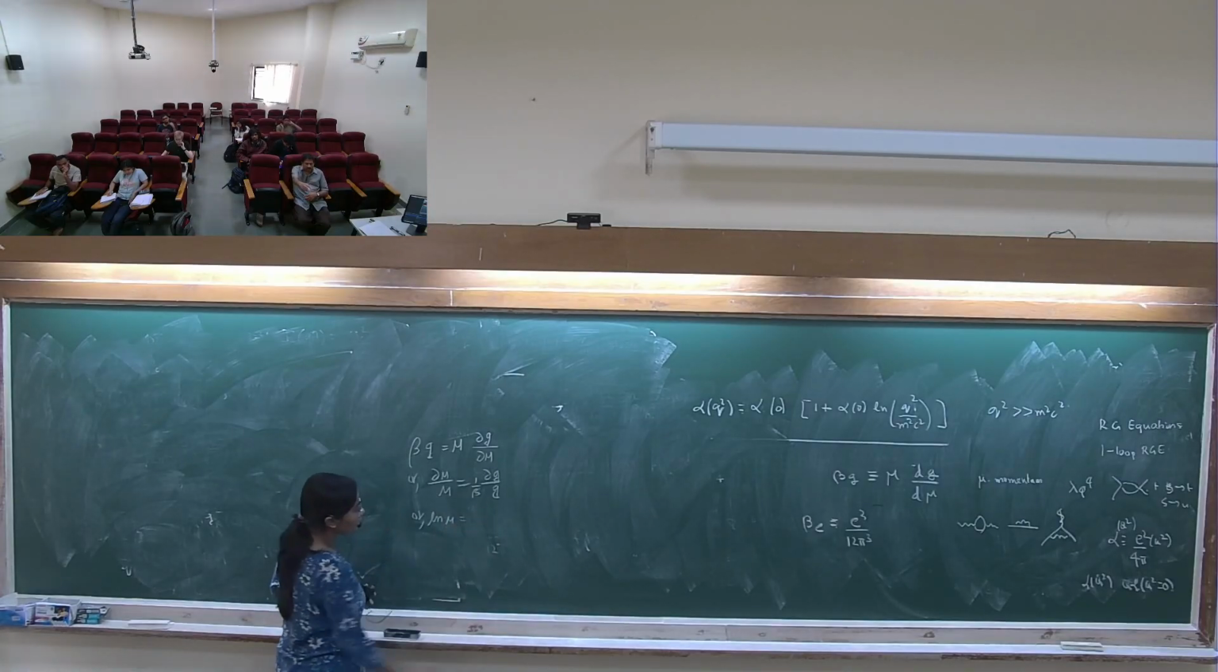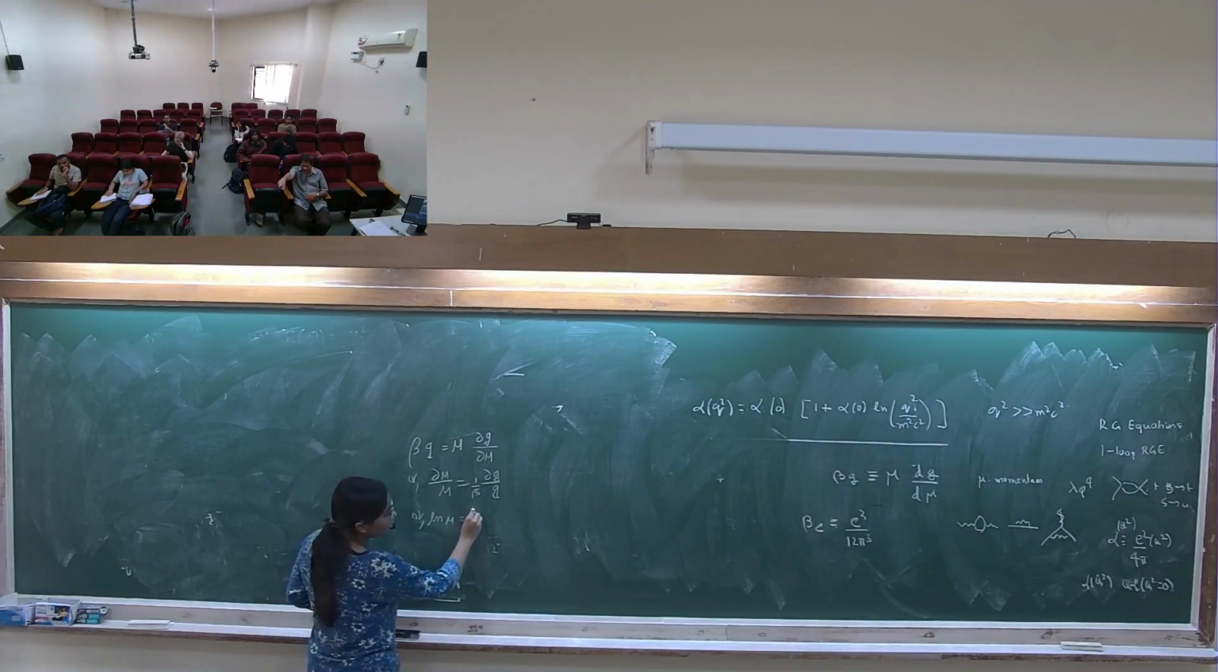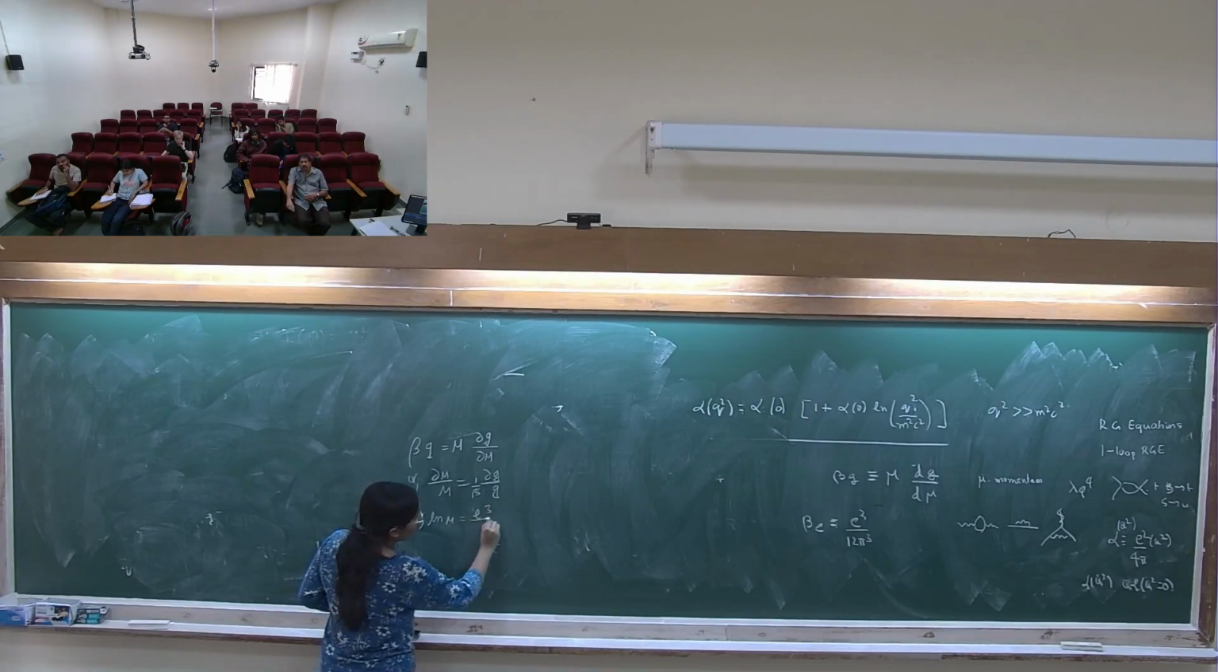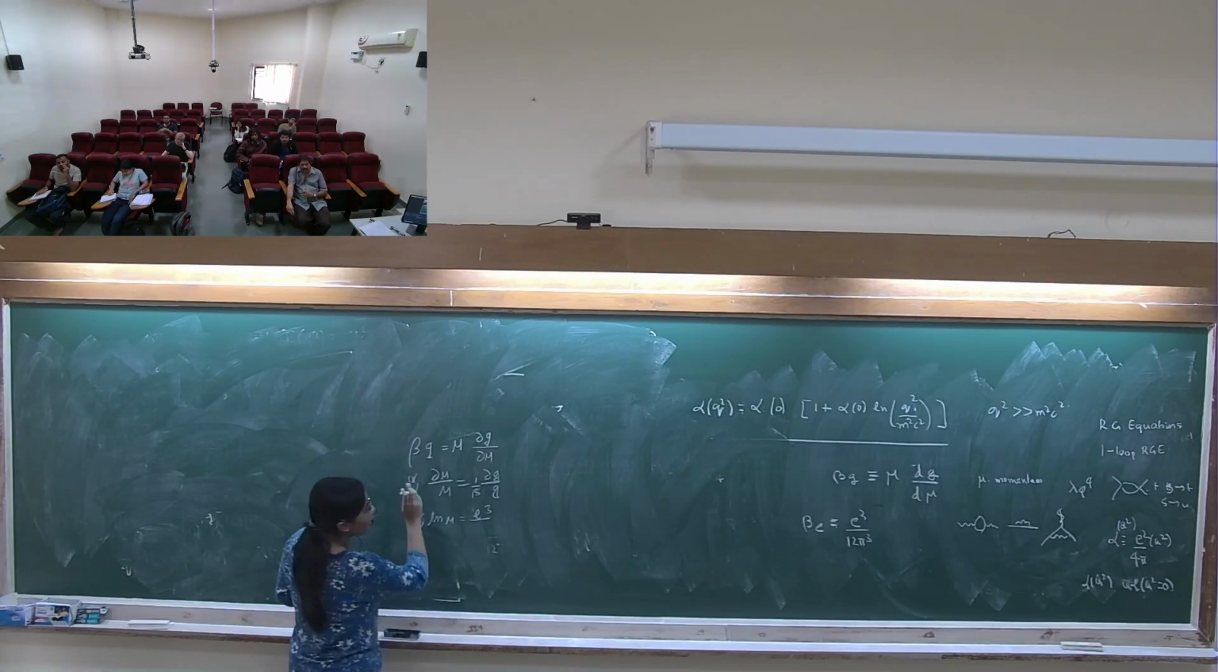Don't you have to do the beta is dg by dt? Okay, g was the substitution. Okay.